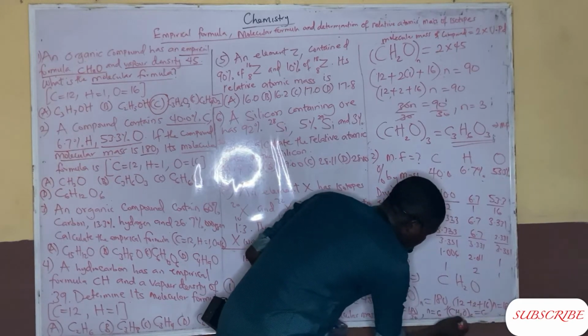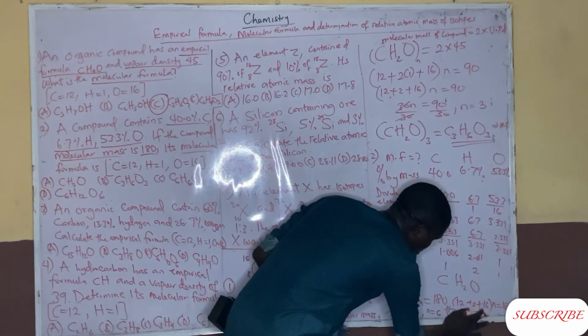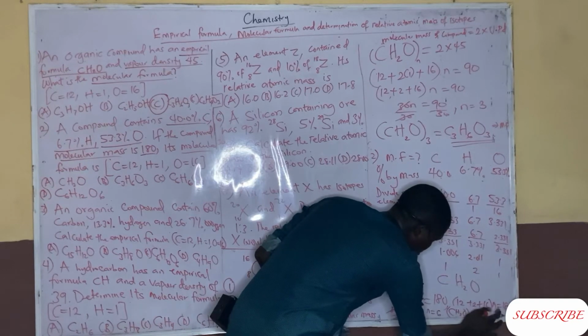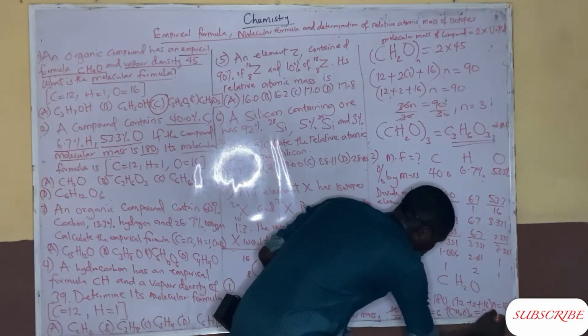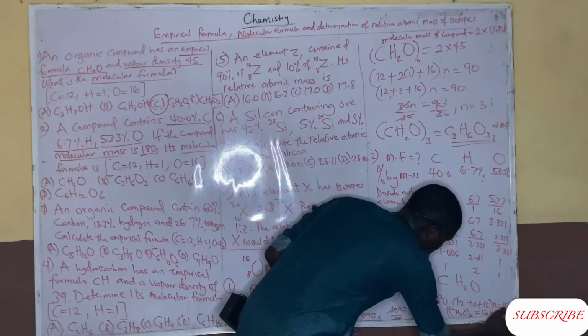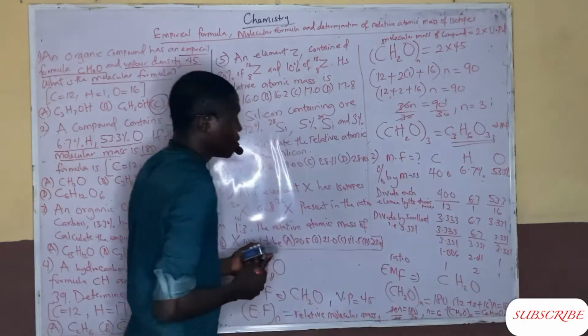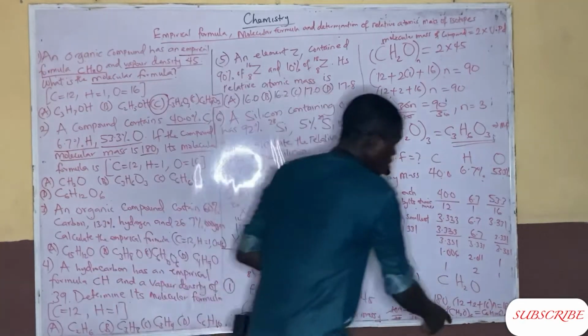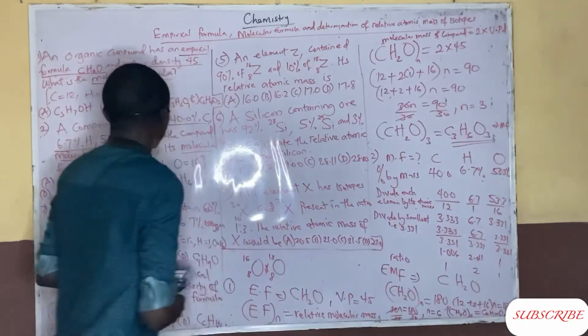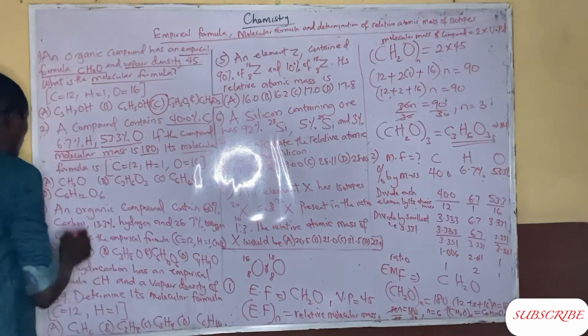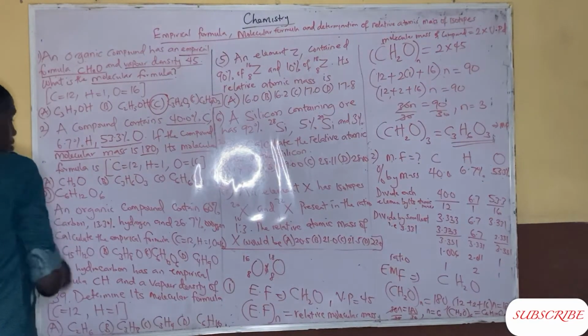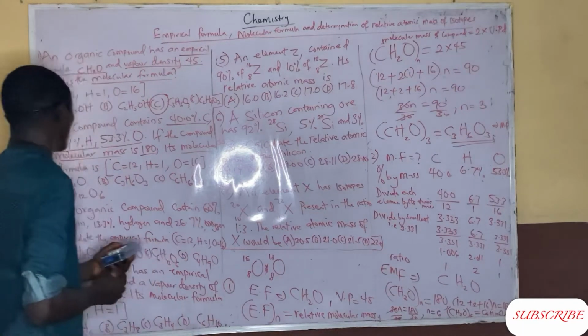Now, if you multiply this by 6, it will give you C6H12O6. So this is a glucose compound, C6H12O6. So that's that about question 1 and 2.